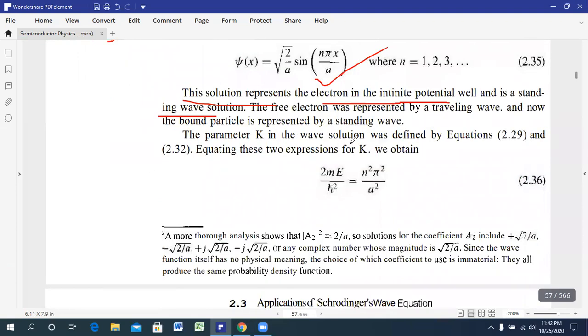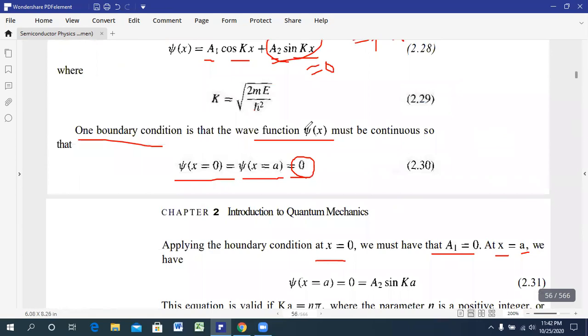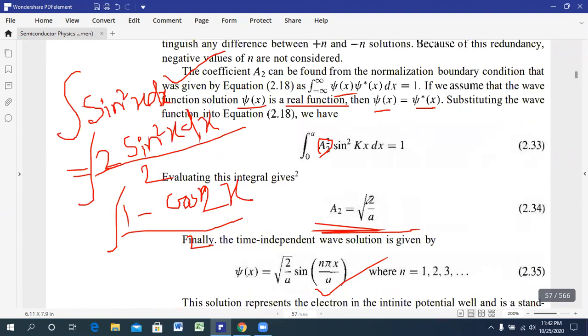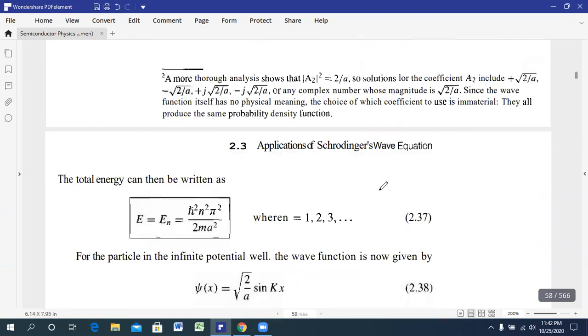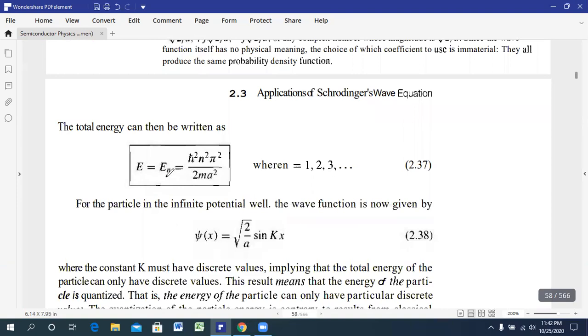Now the parameter k of these solutions is defined in equations 2.29 and 2.32. In 2.29 k equals this, and here k equals n pi by a. So 2mE divided by h bar square equals n square pi square divided by a square. So E should be equal to h bar square n square pi square divided by 2 m a square. This n means the shell number.